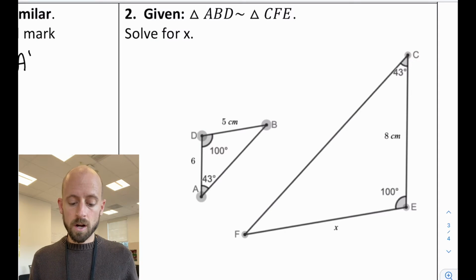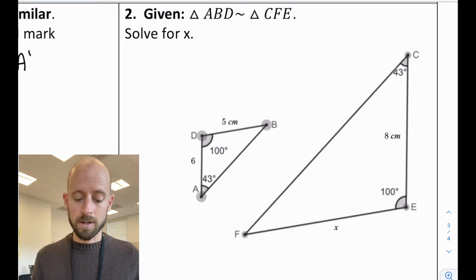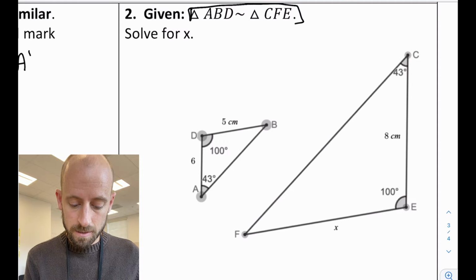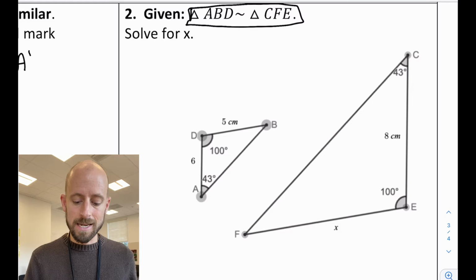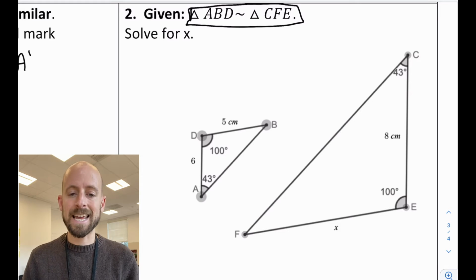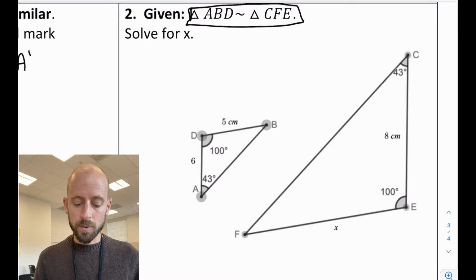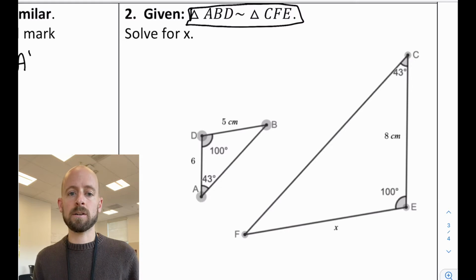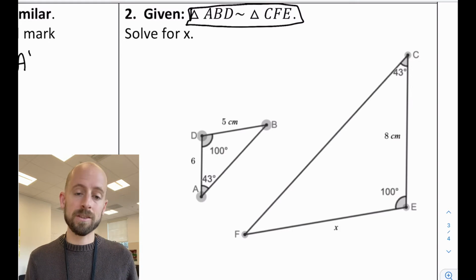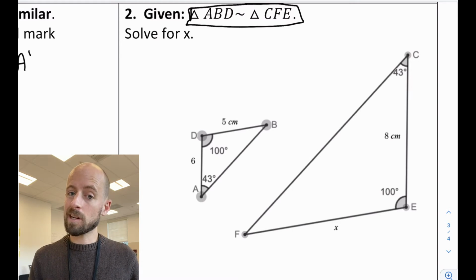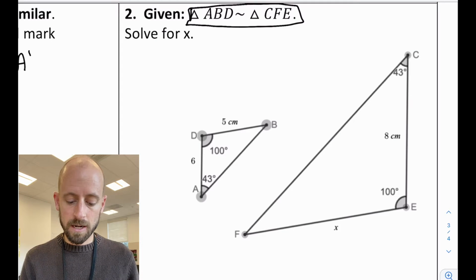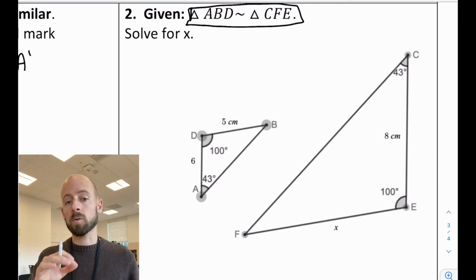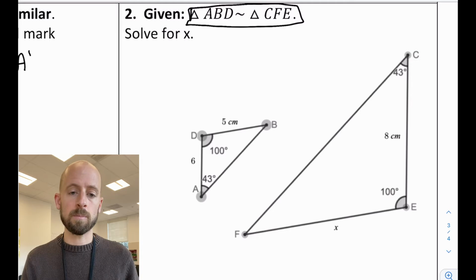We're starting off with a similarity statement. We're given this similarity statement here. It says triangle ABD is similar to triangle CFE. Okay, when you are given a similarity statement and you're given the triangles, the first thing that I want you to do, and this is just a great technique, is to work on highlighting corresponding sides so we can match things up appropriately.